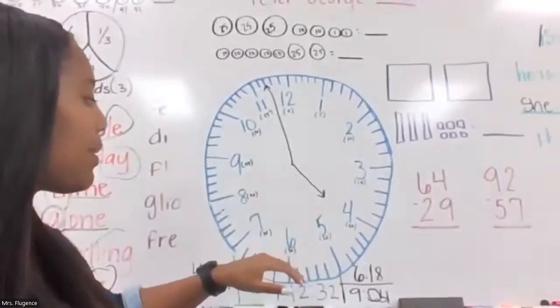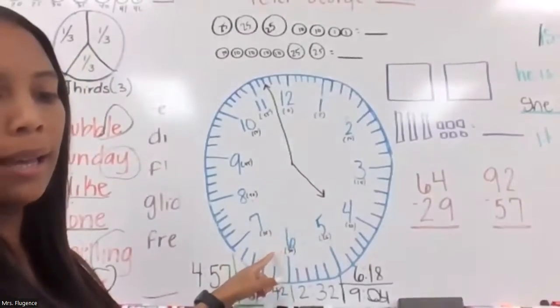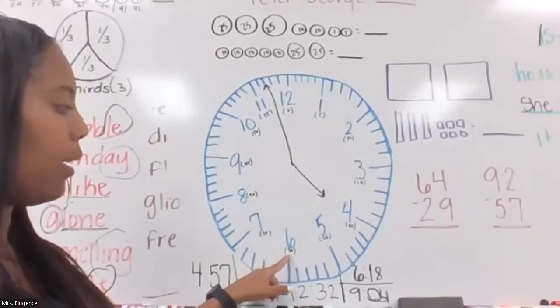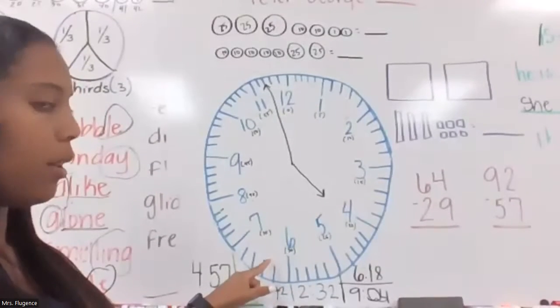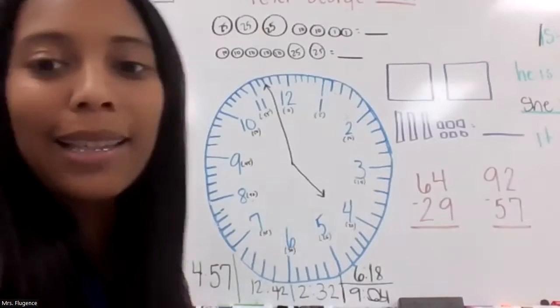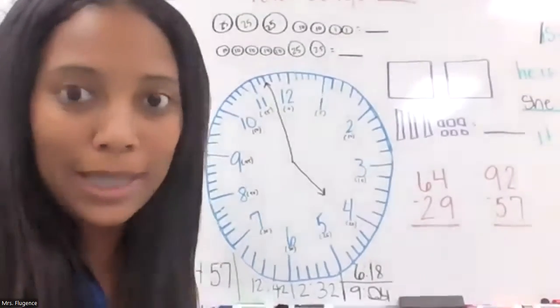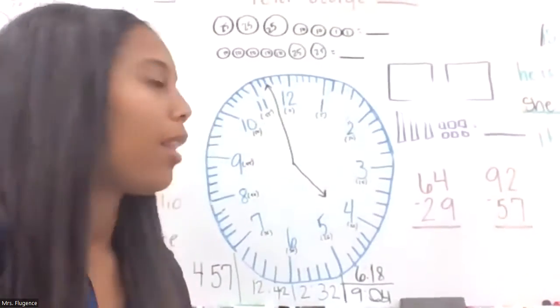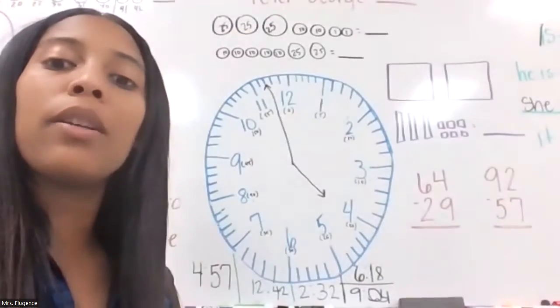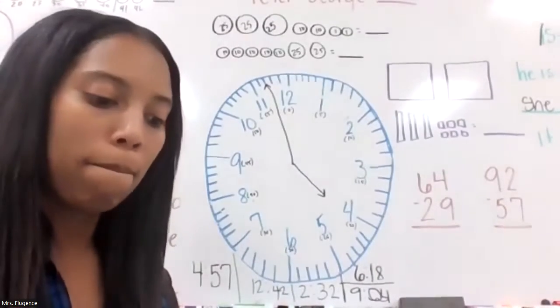Okay, so let me tell you what it is. We knew our hour was 10. Our minute hand was right past the 6. So that's 30. 31, 32, 10:32. So I'm assuming that is what everybody else said? Yeah. So just make sure you know where your fives are, okay?